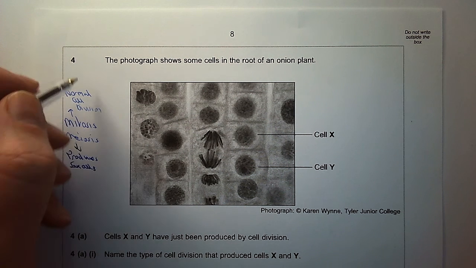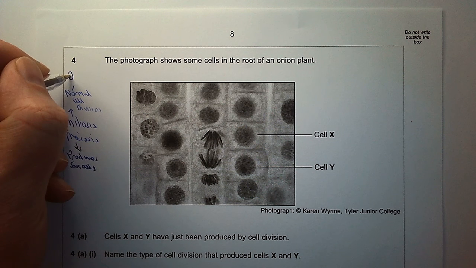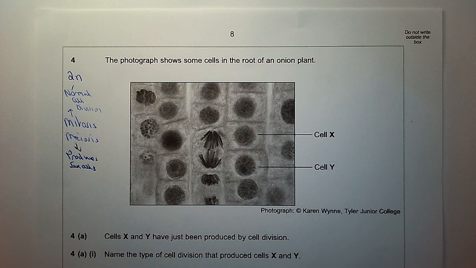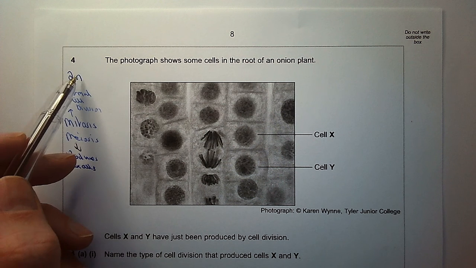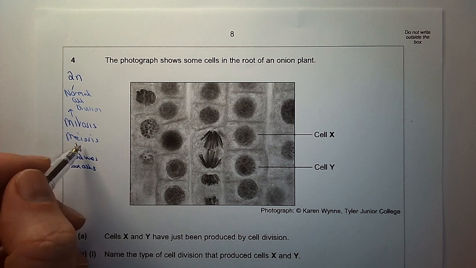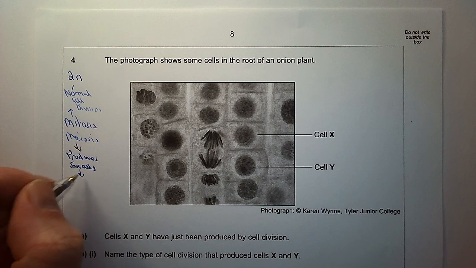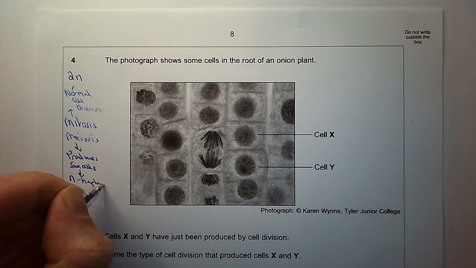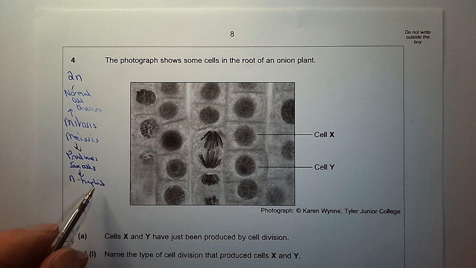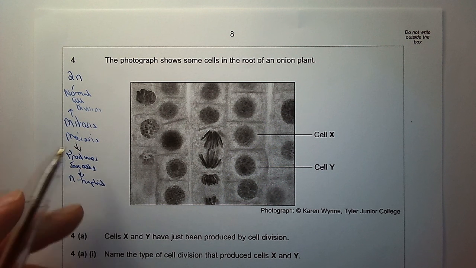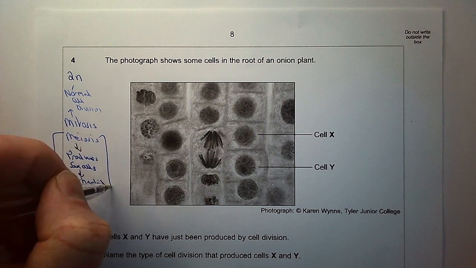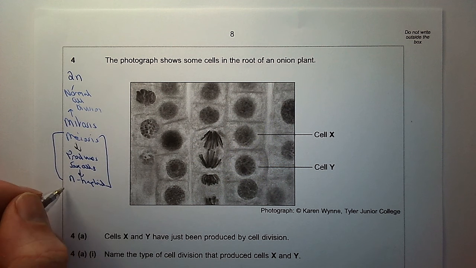So normal cell division, you end up with cells that are 2n, diploid, you have 2 copies of every chromosome, whereas meiosis is making sex cells, so you end up with cells that are haploid, n, and they've got half the number of chromosomes. So meiosis is for sex cells for reproduction.